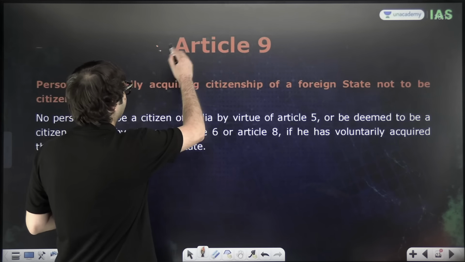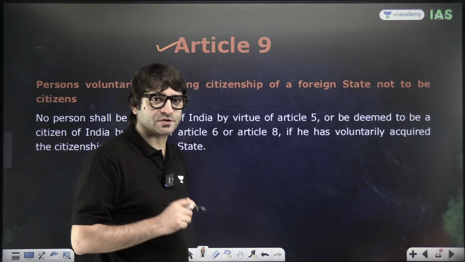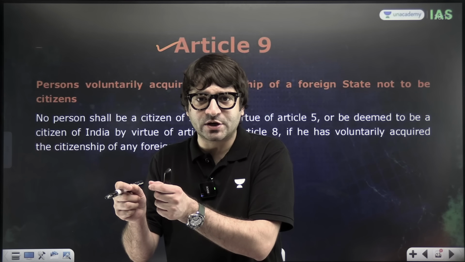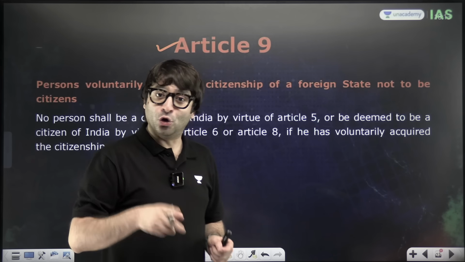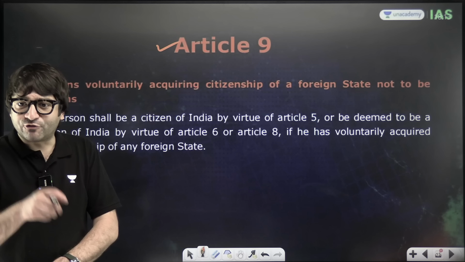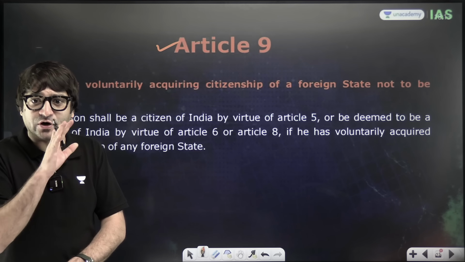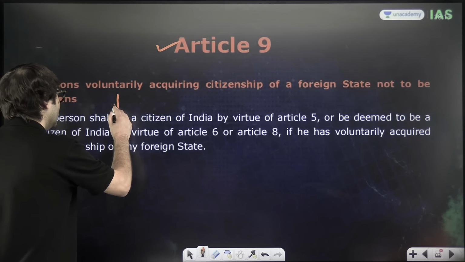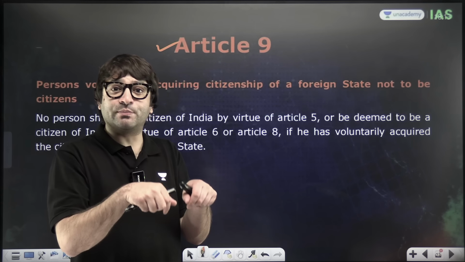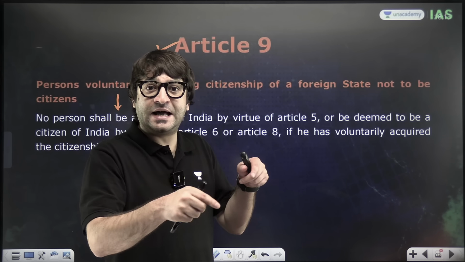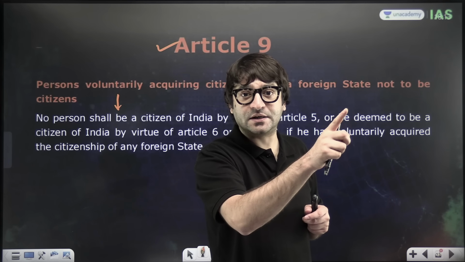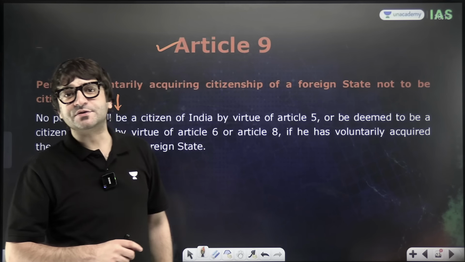Article 9 is clear. We can't have dual citizenship, which means if there is a person who has acquired the citizenship of another country, that too voluntarily, nobody forced you, voluntarily you are doing it, you will no longer remain the citizen of India. If you have voluntarily acquired the citizenship of a foreign state, no person shall be the citizen of India. Even if you were born in India, even if you were born to Indian parents, even if you were ordinarily a resident of India for 5 years, but then you acquired voluntarily the citizenship of another country, you will lose your Indian citizenship. That's Article 9.